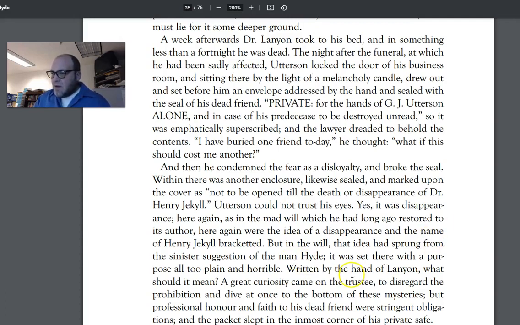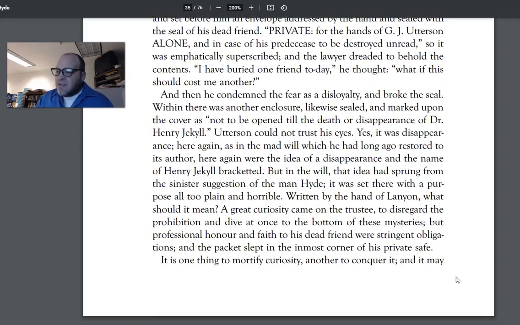Written by the hand of Lanyon, what should it mean? A great curiosity came on the trustee to disregard the prohibition and dive at once to the bottom of these mysteries.